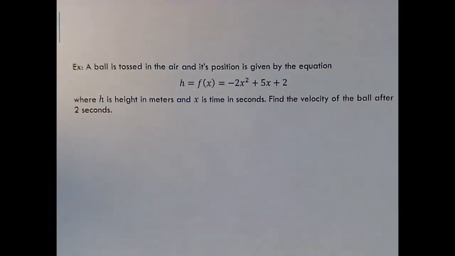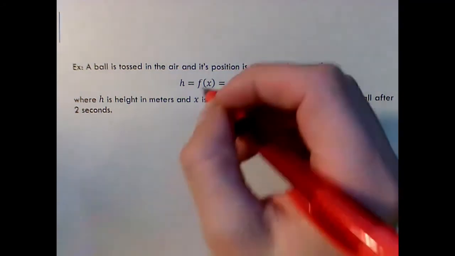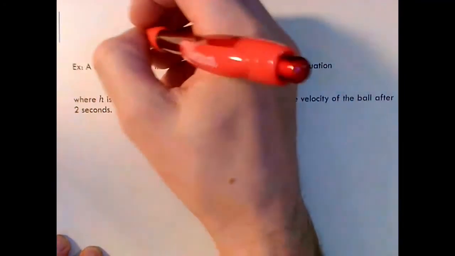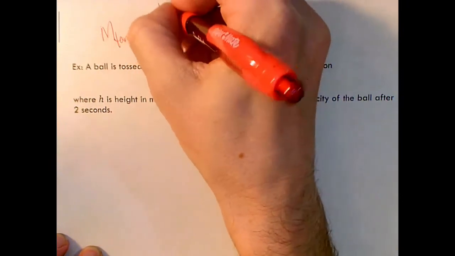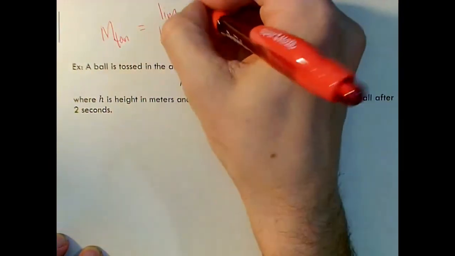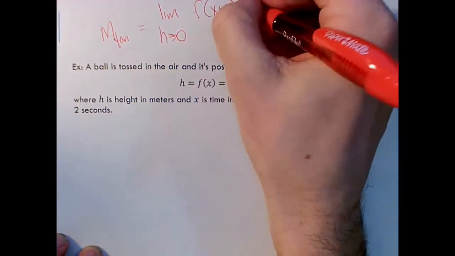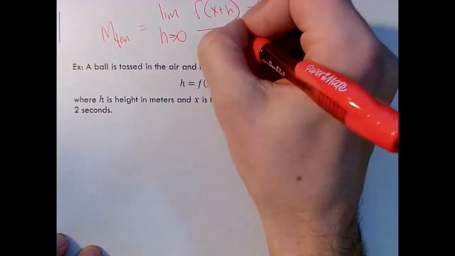All right, so taking what we learned about the slope of a tangent line, let's apply that to this guy right here. A ball is tossed in the air and its position is given by the equation h equals f of x equals blah, blah, blah. H, of course, representing height in meters, x is seconds. Find the velocity of the ball after 2 seconds. So we have to take the slope of the tangent line. So m tan is the same thing as the limit as h approaches 0 of f of x plus h minus f of x over h.